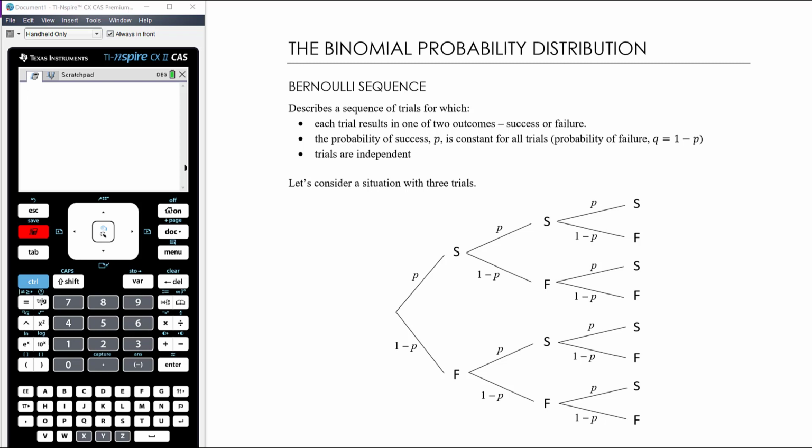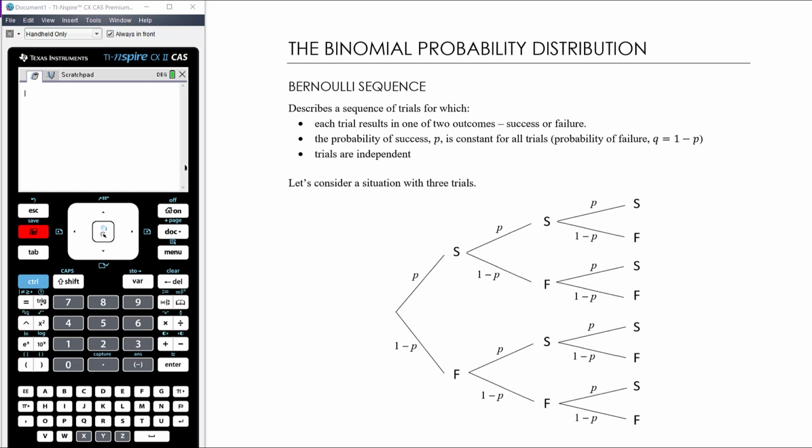And if that's the situation that you have in your experiment or your probability trials, then you have what we call a Bernoulli sequence. Bernoulli was a mathematician, and a Bernoulli sequence, if we set up the probability distribution, results in something called a binomial probability distribution. The bi is to do with the two outcomes at each stage, success or failure at each point.